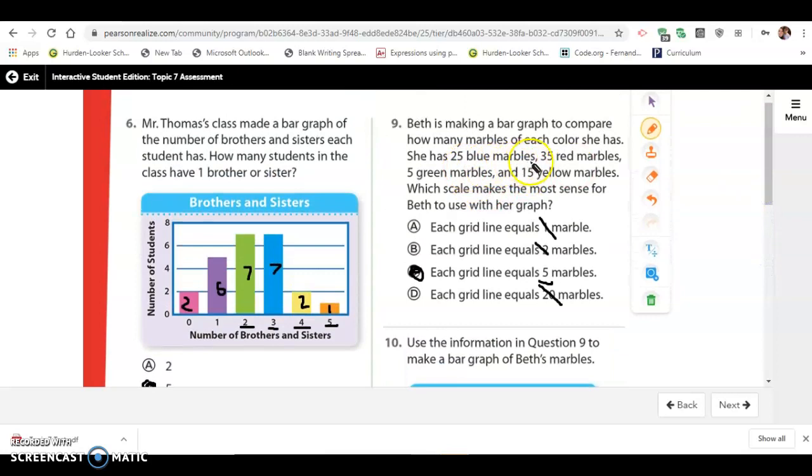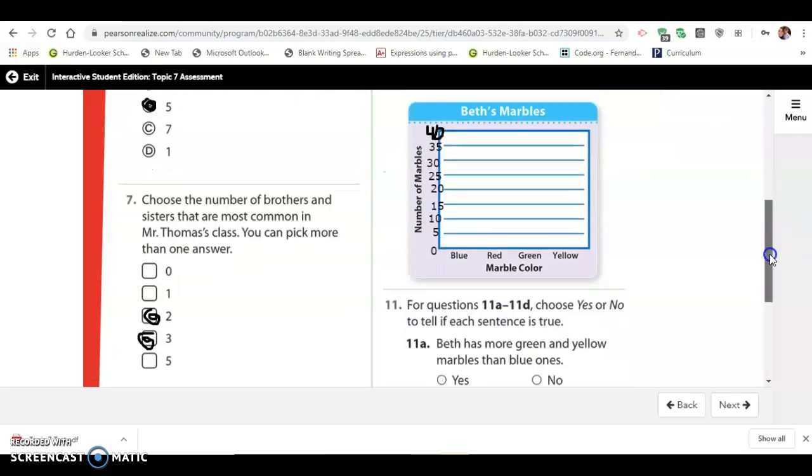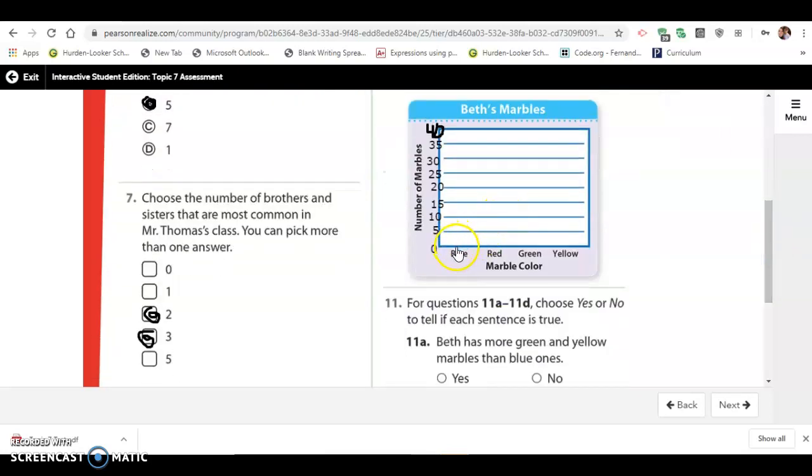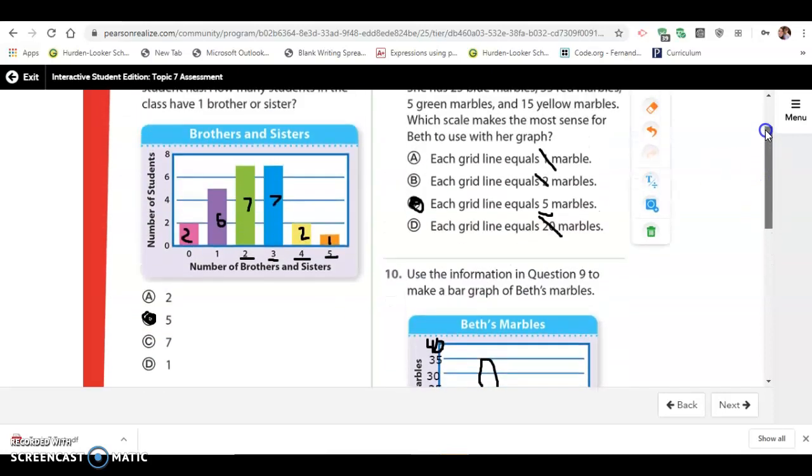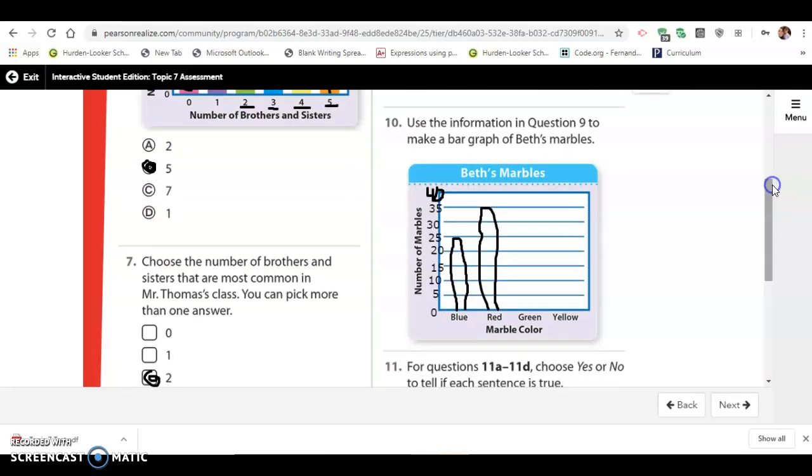Blue is 25, red is 35. So blue, go up to 25. It doesn't have to be perfect. Red is 35. And then green and yellow. Green is 5, yellow is 15.